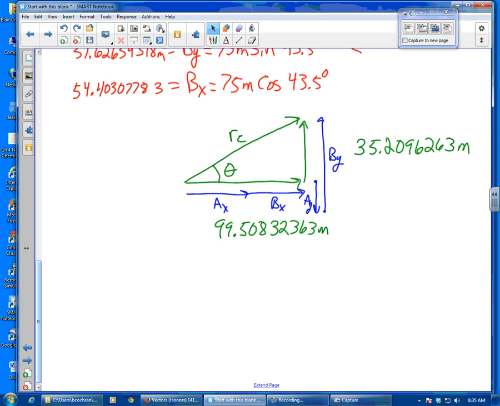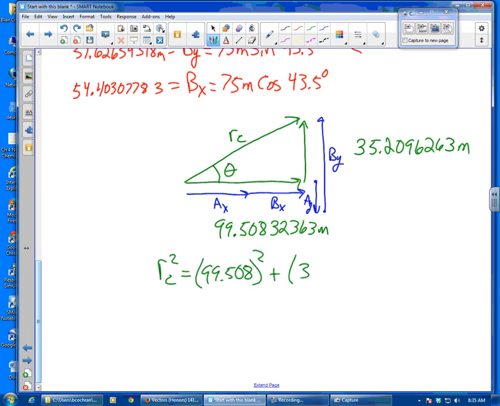All right, so let's do Pythagoras, which tells me that RC squared equals 99.508 squared plus 35.210 squared. And I get RC, let's see, there's the plus. I get 106 meters.